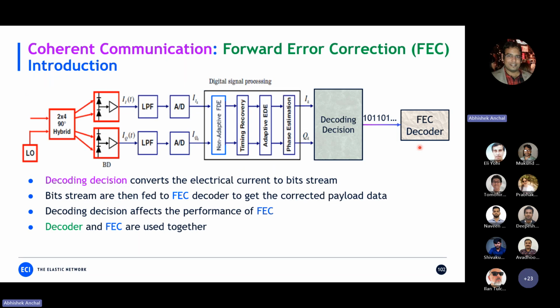So the next one is the decoding decision. The FEC itself doesn't work alone. FEC works together with the decoding decision. And what is the decoding decision?